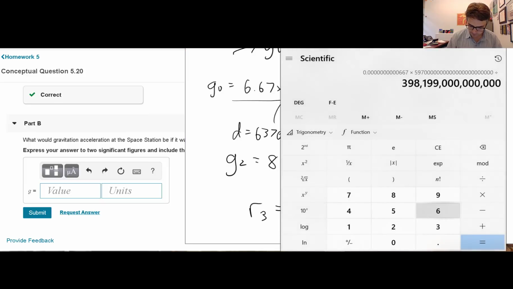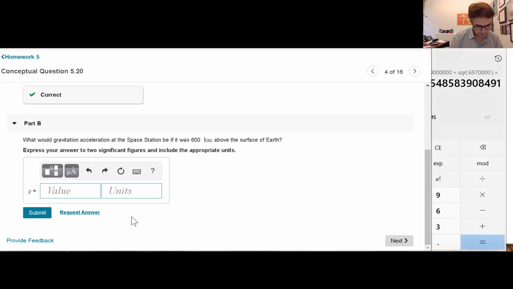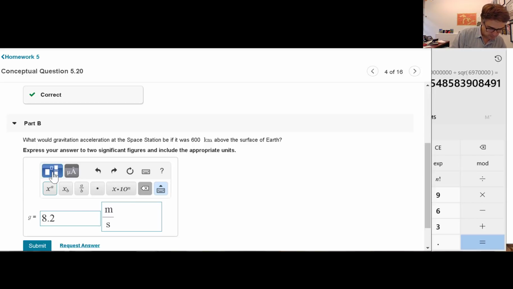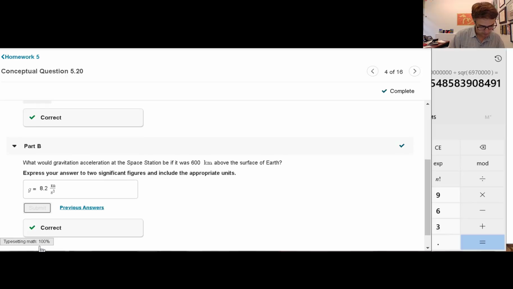6970 times 10 to the 3 to get into meters squared equals 8.2, two significant figures, so 8.2 meters per second squared. So I'm going to type 8.2, and the units will be meters divided by seconds squared. Submit. Correct.